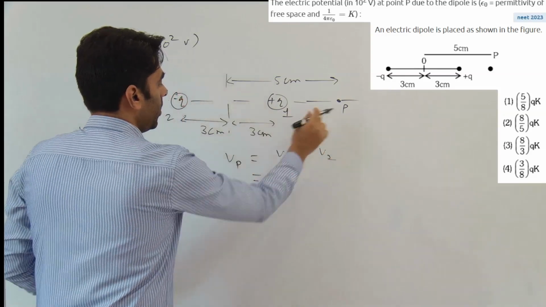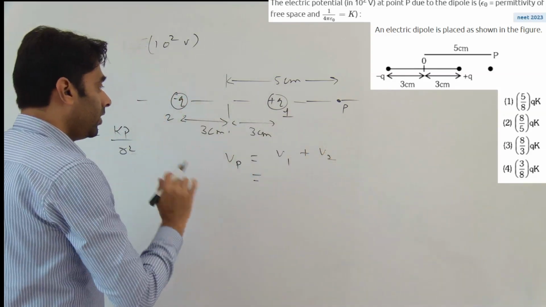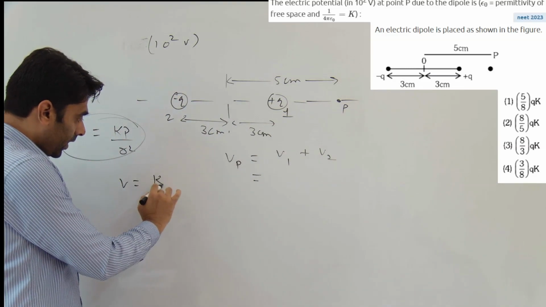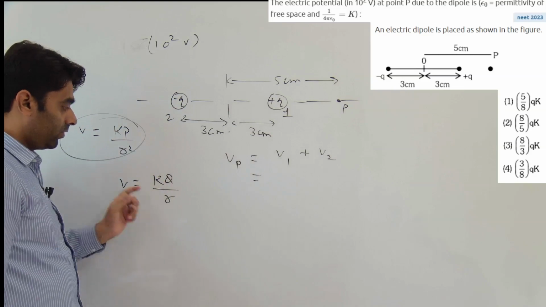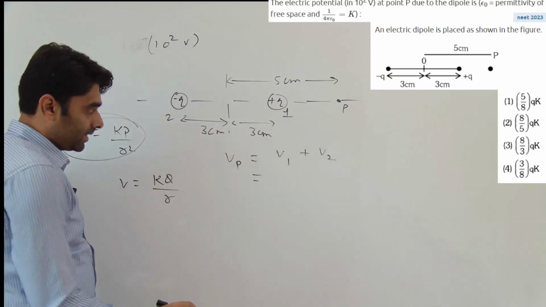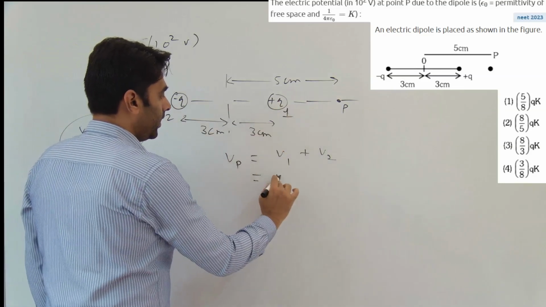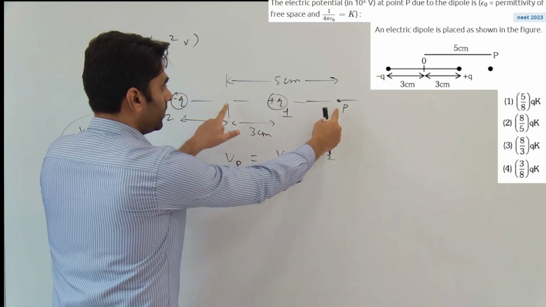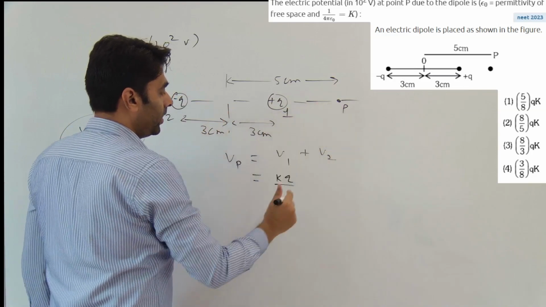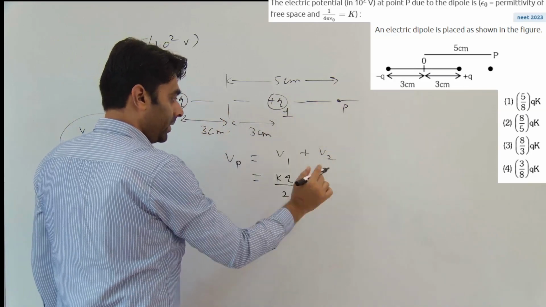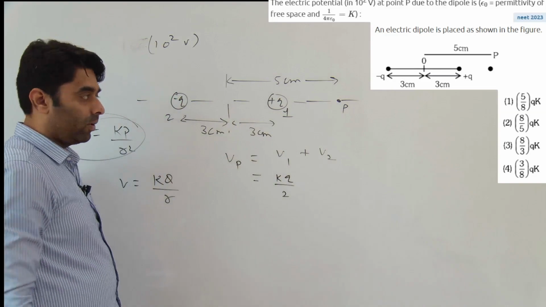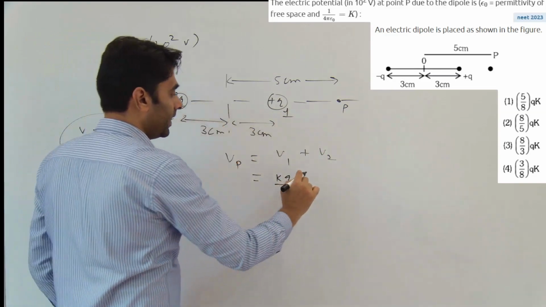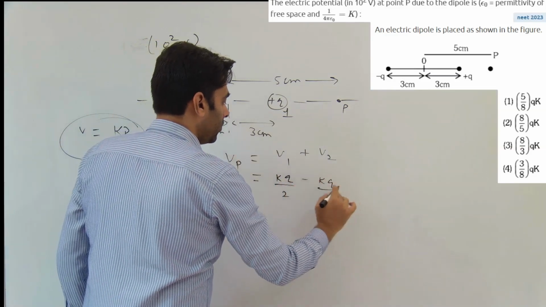What is the potential due to a point charge? Potential due to a point charge is kq by r. Let us write it now. So due to this we can write kq by r distance. How much is our r distance? Over here this is 5, this is 3, so we will have 2 centimeter. Next, due to minus 1, how much will it be? The distance is 5 plus 3, 8, so we get minus of kq by 8.